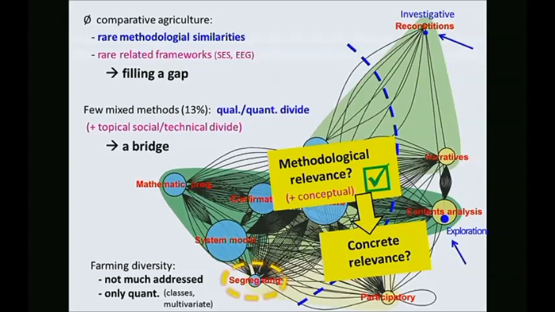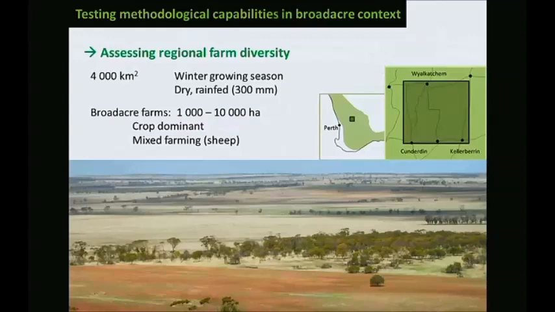And what about the concrete relevance, as in pragmatically, besides the theory, what can we do with it? So I tested the capabilities of the methods here in the center of the wheatbelt, where a lot of other studies have been done before, so hopefully a lot of relevance for models and other things. And for visitors here who don't really know about the system, very large farms, 1,000, 10,000 hectares, crop dominant, but also a lot of mixed farming, Mediterranean type of climates. And the region was about 4,000 square kilometers.